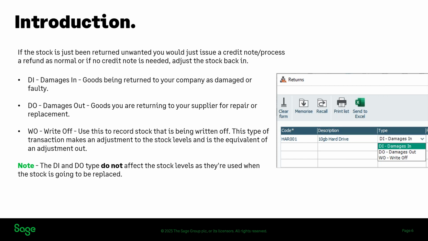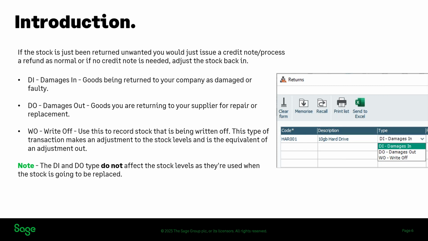Now, within the returns option, there are 3 different options that you can choose for the type. You've got a DI, a DO, and a WO. A DI is damages in. So this is goods being returned to you as damaged or faulty from your customer.